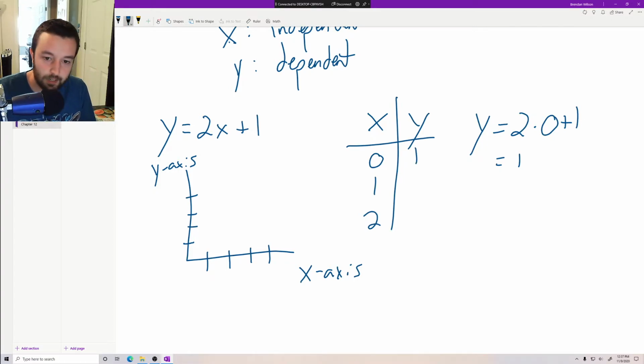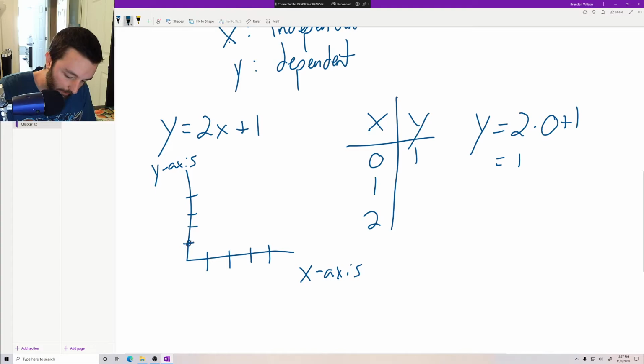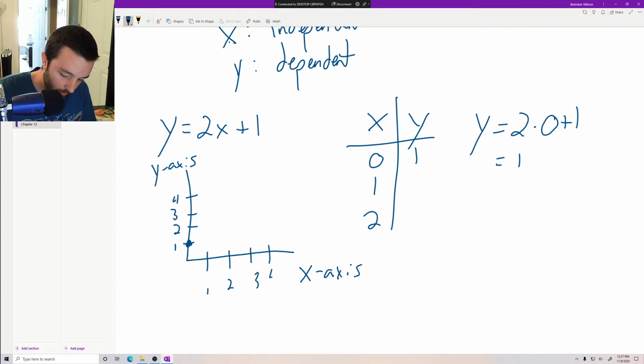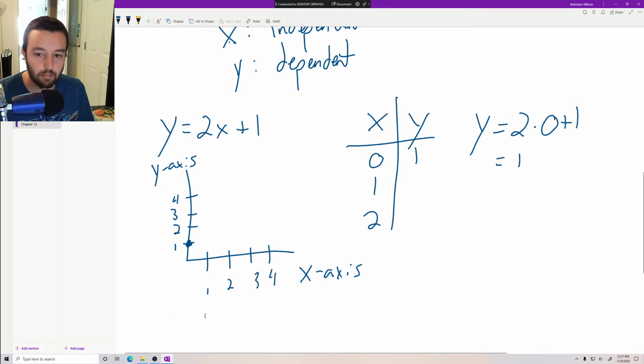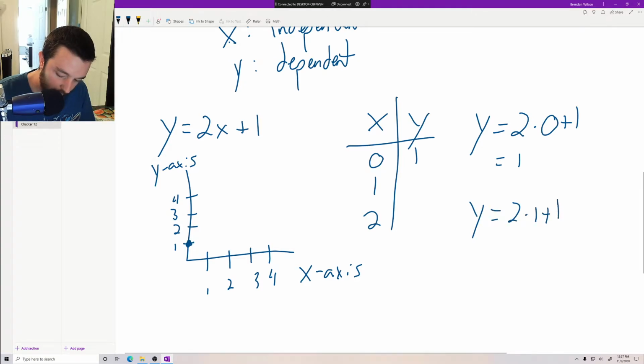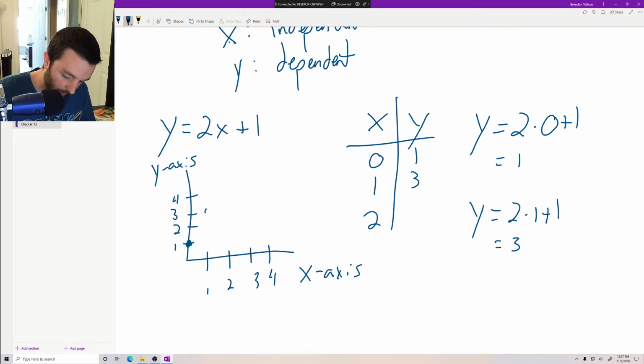Right? So when x is 0, y is 1. So this would be 0, and then this would be y being 1. Okay. So let me label these. Now when x is 1, y is going to be 2 times 1 plus 1, which is 3. Okay. So when x is 1, y is 3.